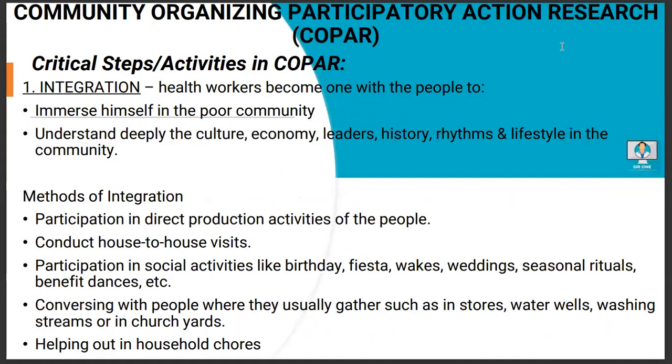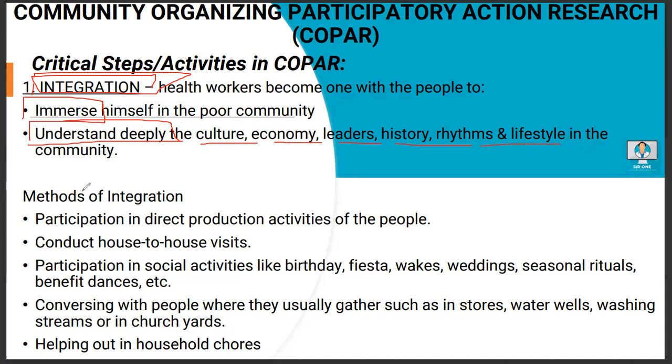And then, what are our critical steps and activities in COPAR? Integration. How can we integrate to the community? Health workers become one with the people to immerse. Okay? From the word immerse. Himself in the poor community. And then, understand deeply. Okay? Diba, established rapport. So, kailangan you have to understand deeply the culture, economy, the leaders, the history, the rhythms, and lifestyle in the community. Kasi ikaw dapat makibagay sa kanila.